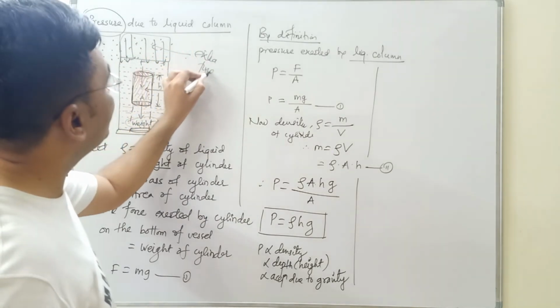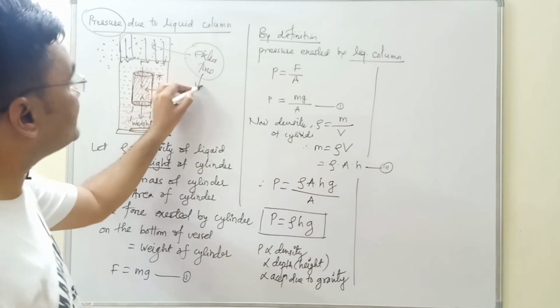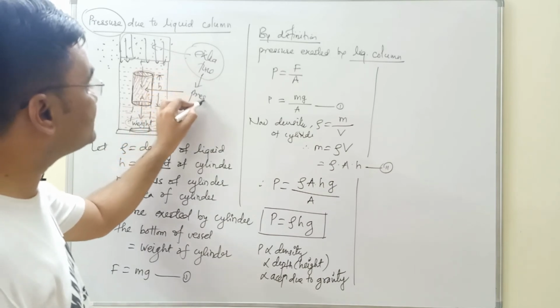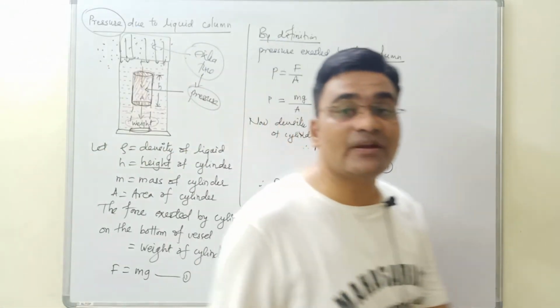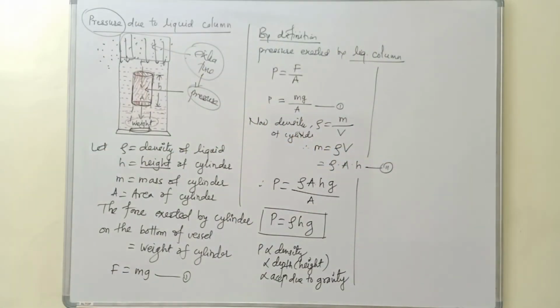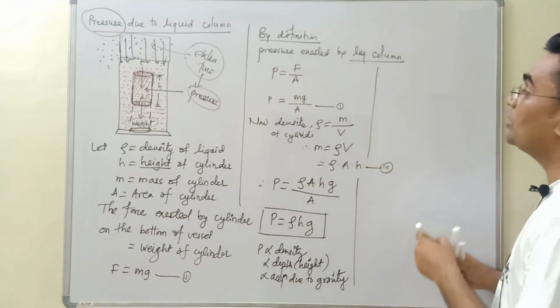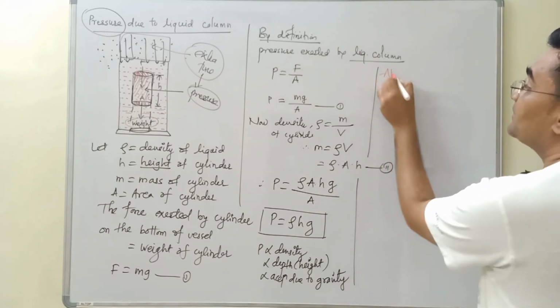So some gas particles which are present in this column also add some extra force. This extra force adds some extra pressure also. So what do we call this extra pressure? We are going to call it atmospheric pressure.